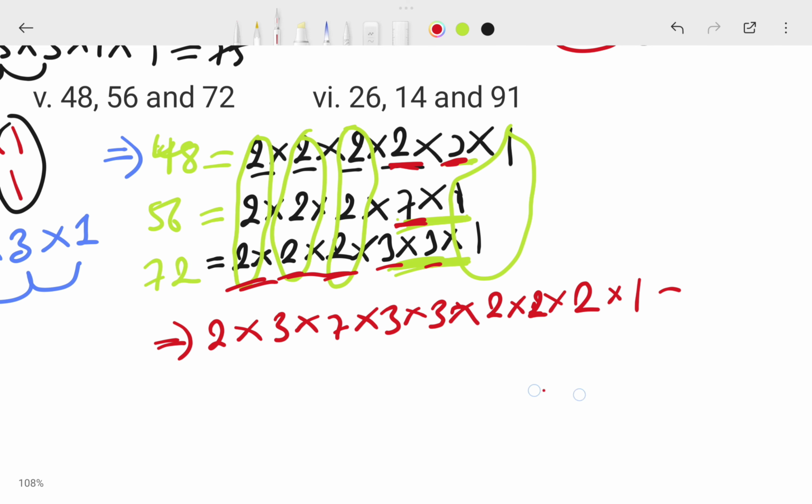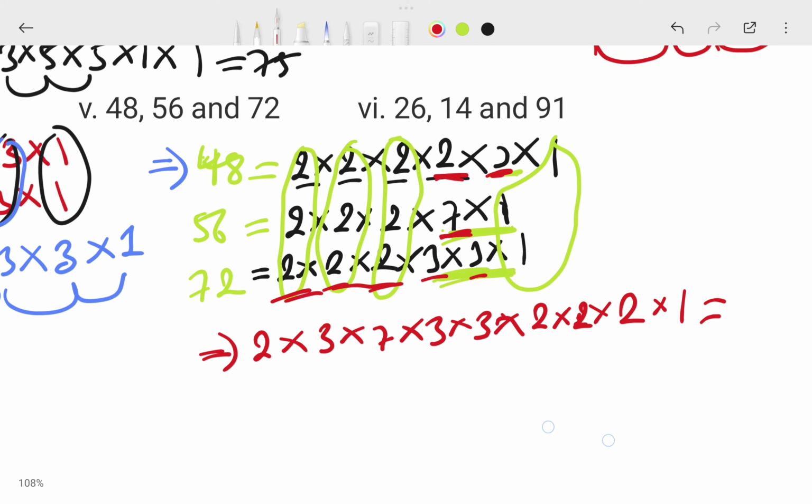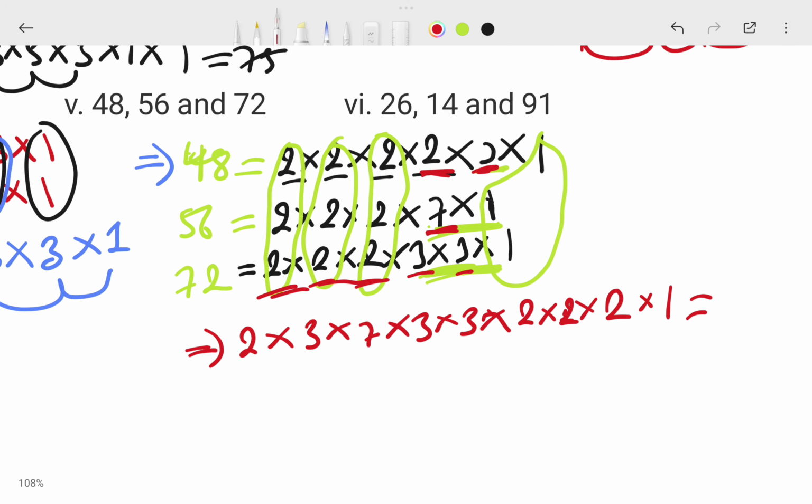Okay, now let's check it out. If you want to check this one, multiply. If you multiply this one, okay, wait a minute. Okay, right, so if you multiply 2 cross 3, that's going to be 6. 6 cross 7, it is going to be 42. 42 cross 3, it is going to be 126. 126 cross 3, it is going to be 378.